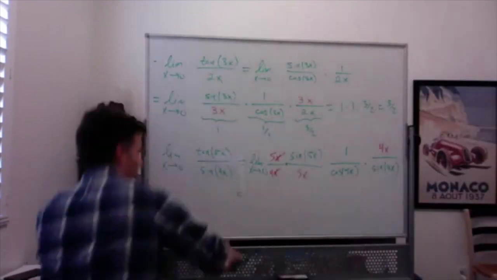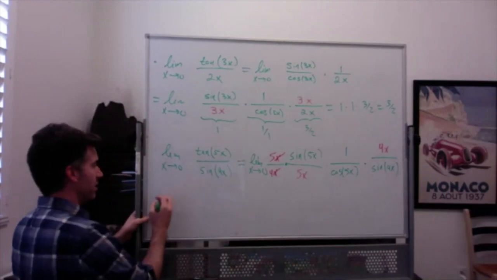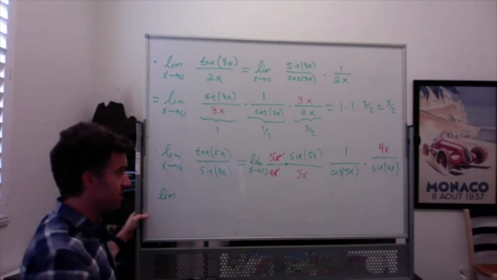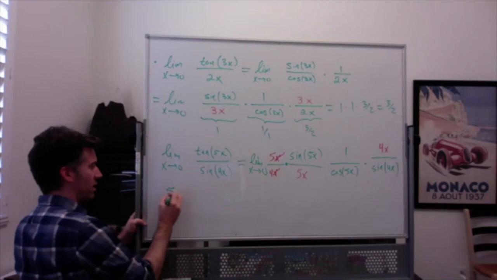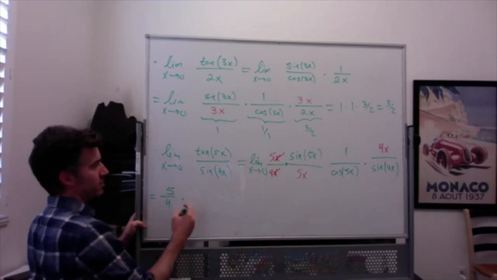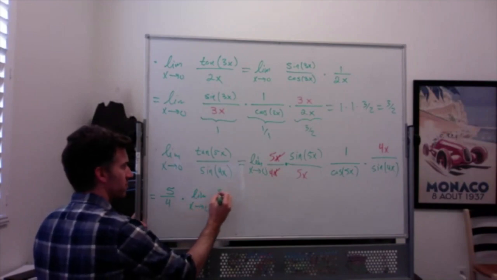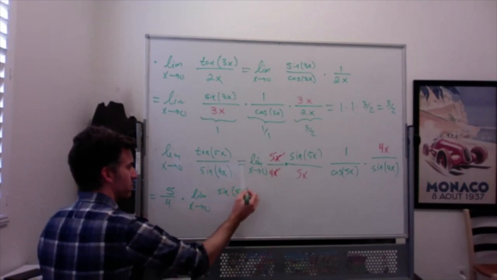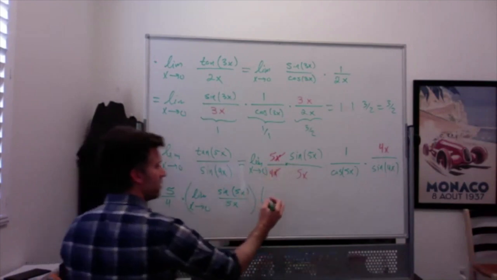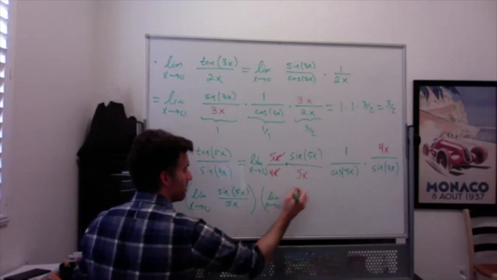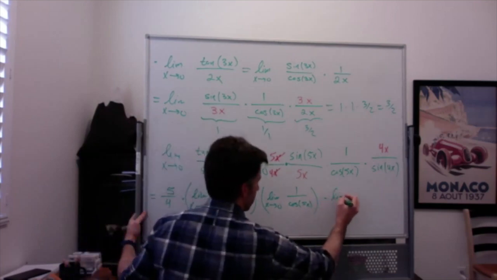But what you could actually write using the product rule for limits is that the limit of all these products is the product of all the limits. So this is equal to 5/4, you can bring a constant multiple out in front, times the limit of the first part, times the limit of the second part, times the limit of the third part.